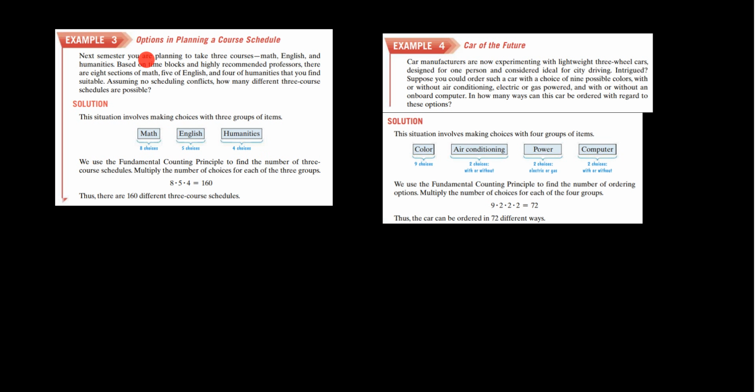So next semester you're planning to take 3 courses, math, English, and humanities. Based on time blocks and highly recommended professors, there are 8 sections of math, 5 of English, and 4 of humanities that you find suitable. Assuming no scheduling conflicts, how many different 3-course schedules are possible? So again, 8 math, 5 English, 4 humanities. It's just 8 times 5 times 4.